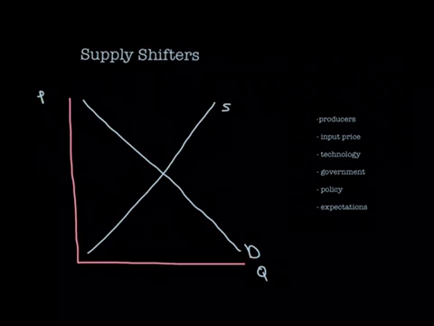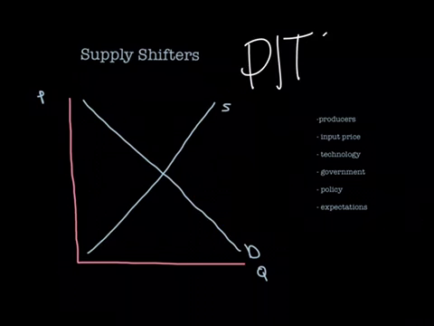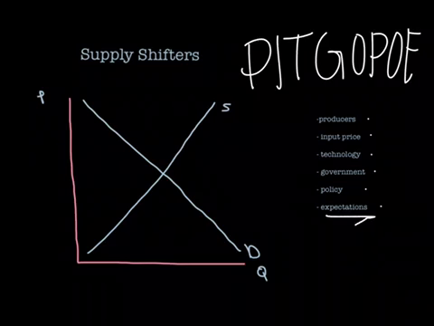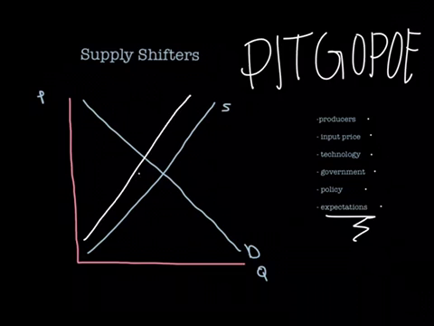Similar to demand shifters, there are also supply shifters. Thankfully, there's also an acronym that goes like this. It's called PIT-GO-PO, which stands for Producers, Input Price, Technology, Government Policy, and Expectations. So, for example, if in the winter, suppliers don't expect people to buy as many swimsuits, the supply curve is going to shift up and to the left, making it decrease.